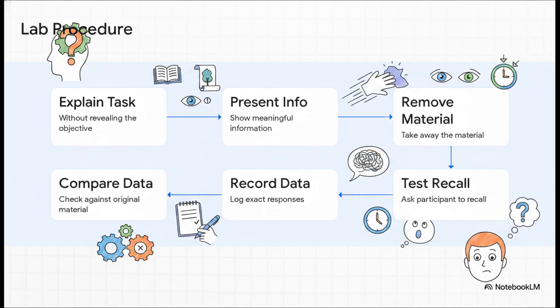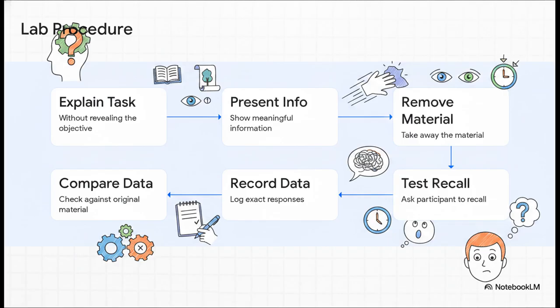Second, we present them with some meaningful information, like a story or a picture, for a very specific duration. Third, we abruptly take the material away. Fourth, after a set amount of time, we ask them to recall as much information as possible. Fifth, we record every single response exactly as they reported. And finally, step 6, we meticulously compare their recalled data with the original material.